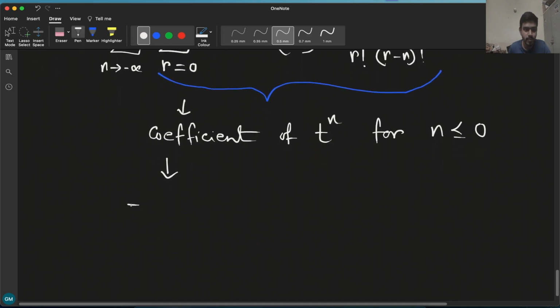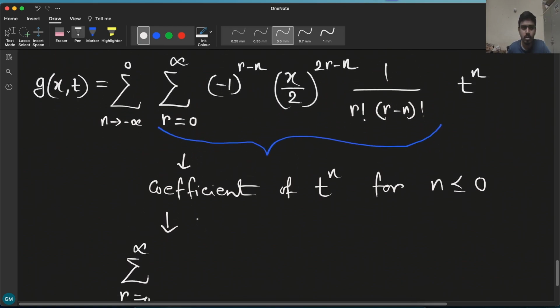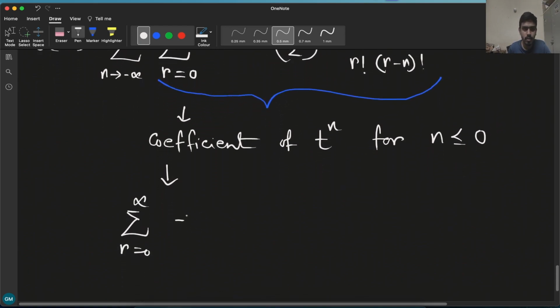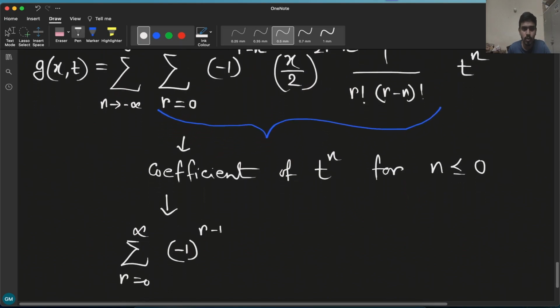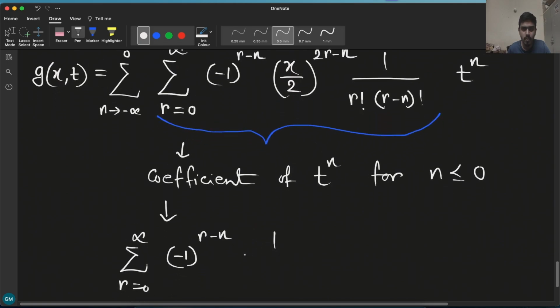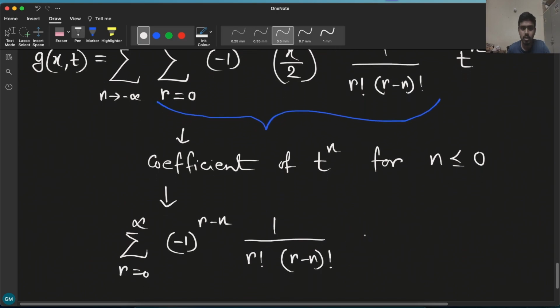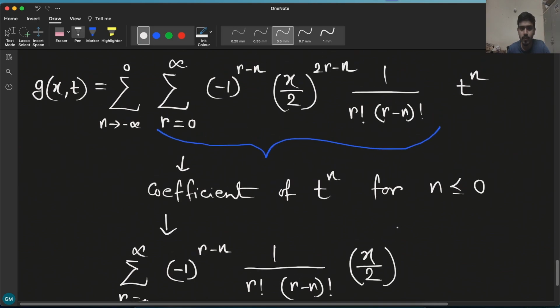If I write it here as the sum from r equals 0 to infinity of minus 1 whole to the power r minus n, 1 by r factorial times r minus n factorial, times x by 2 whole to the power 2r minus n.